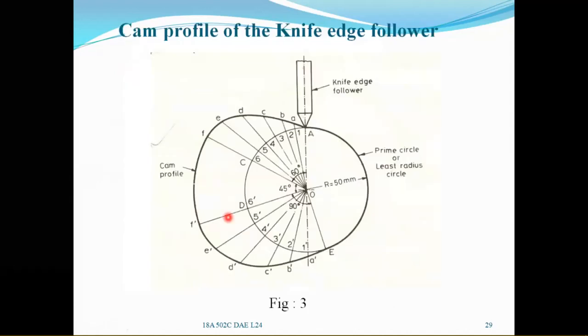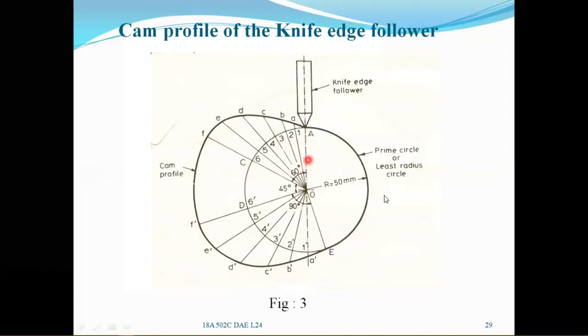So now here it is the cam profile of the given data, that is, the cam profile for a knife edge follower moving with simple harmonic motion. So first of all, draw the circle with the radius 50 mm with center O, which is the base circle, also called the prime circle of the cam.